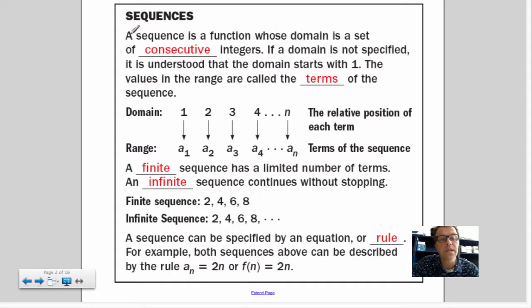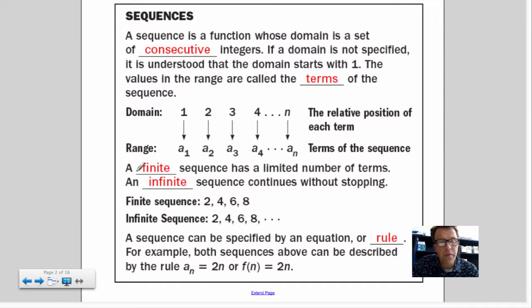So here's a sequence. A sequence is a function whose domain is a set of consecutive integers. Consecutive meaning one after another. If the domain is not specified, it's understood that the domain starts at 1. And the values of the range are called the terms of the sequence. So the domain would be 1, 2, 3, 4, again integers, consecutive, going to some value n, could go to 5, could go to 100, could go to 1,000, whatever. And the range then, and this is neat notation, is a sub 1, this is subscript notation, and these would be the answers.